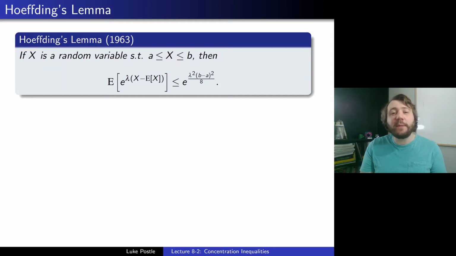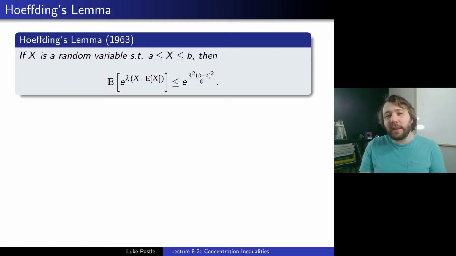So if X is a random variable such that a is at most X is at most b, so X is always between a and b, then the expectation of e to the lambda times (X minus E[X]), we claim that this is at most e to the lambda squared (b minus a) squared over 8. So how should you view that in context? As you saw with the Chernoff bounds, we're generally interested in upper bounding these expectations of exponents.